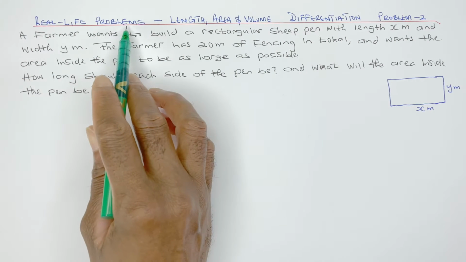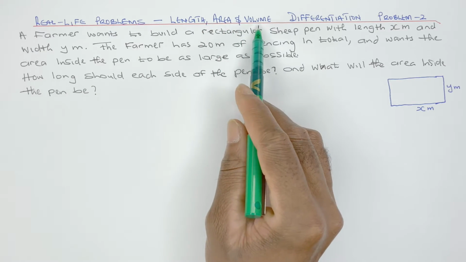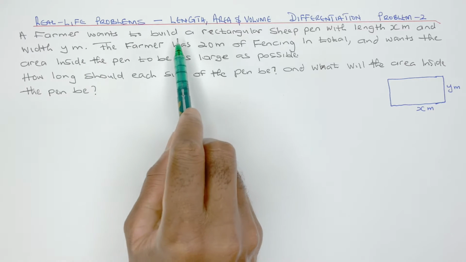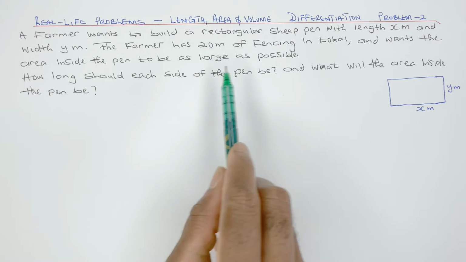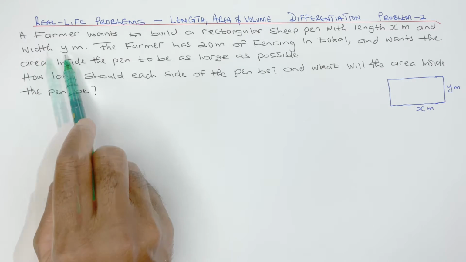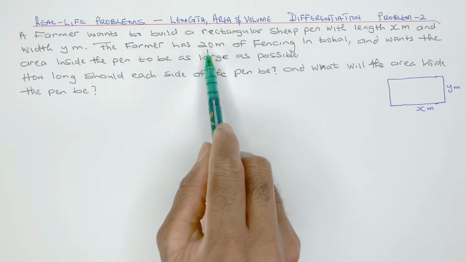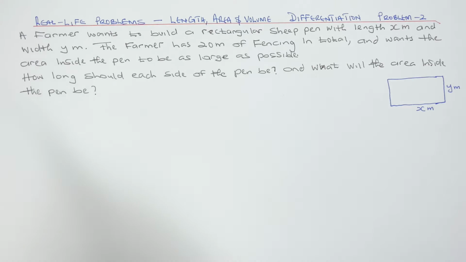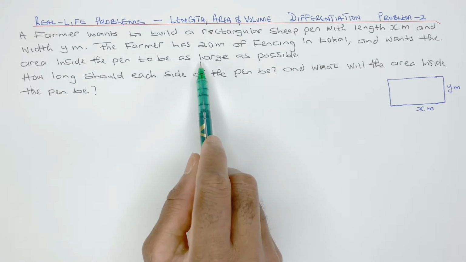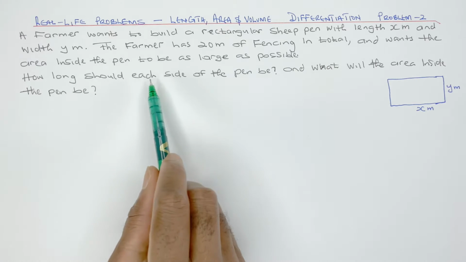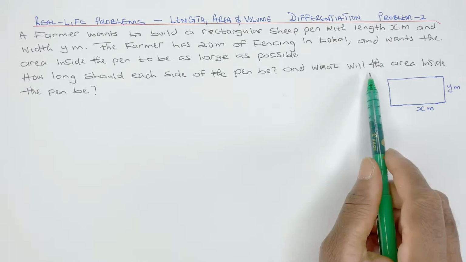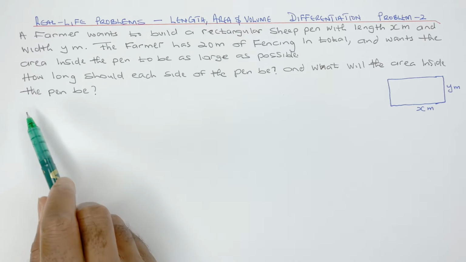Real life problems. Length, area, volume. Differentiation. Problem 2. A farmer wants to build a rectangular shape pen with length x meters and width y meters. The farmer has 20 meters of fencing in total and wants the area inside the pen to be as large as possible. How long should each side of the pen be?